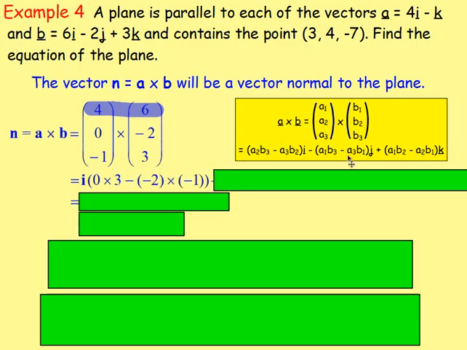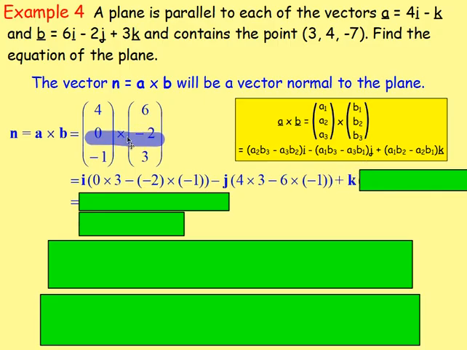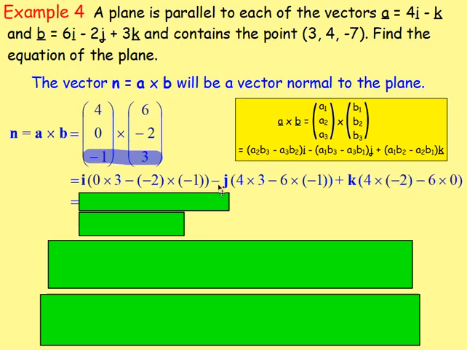Remember the plus minus plus pattern, so it'll be take away j times, and if you cover up that middle row, then you're left with the 4, the 6, the negative 1, and the 3. So work out the determinant of that. So that will be 4 times 3, take away 6 times negative 1. Plus minus plus pattern, so we'll then have plus k times, and if you cover up that bottom row, we will have the determinant of the 4, 6, 0, and negative 2. So that will be 4 times negative 2, take away 6 times 0.